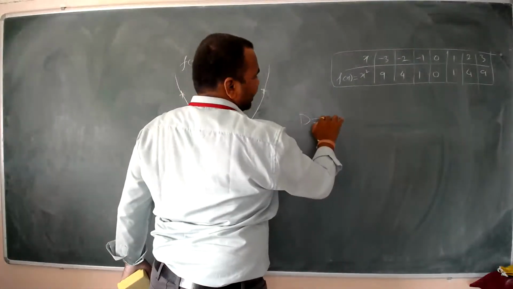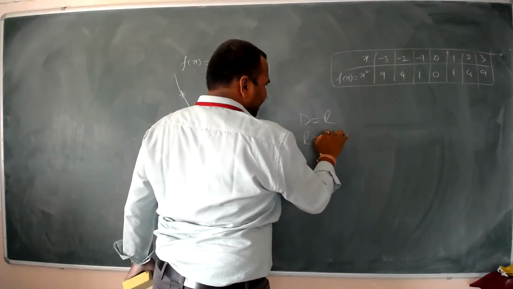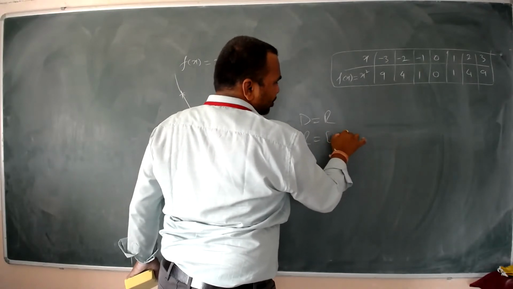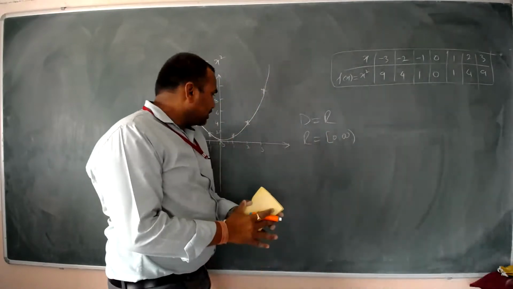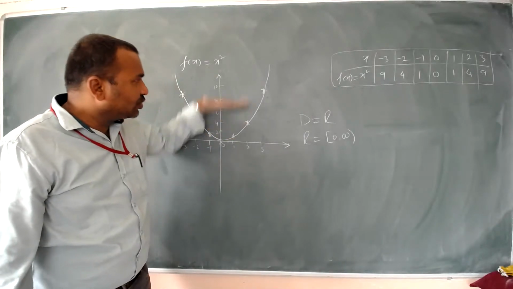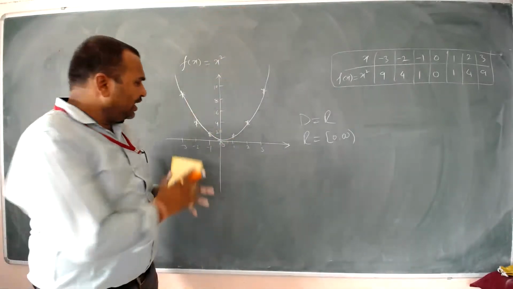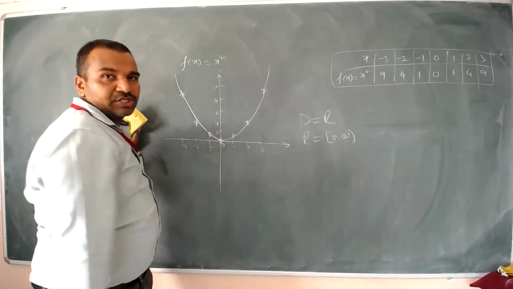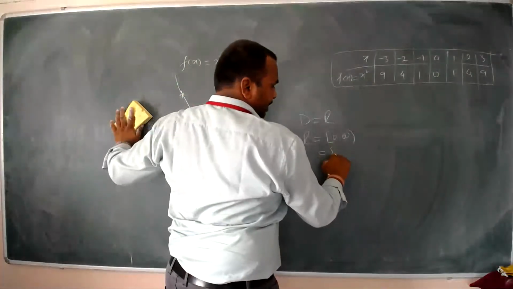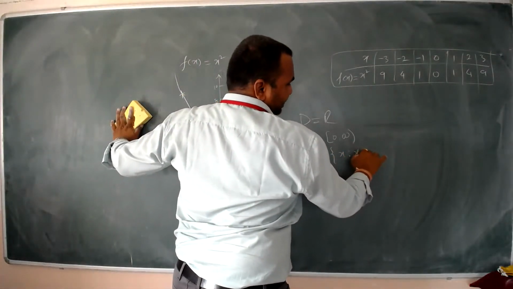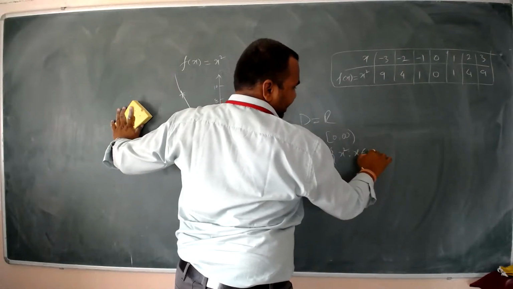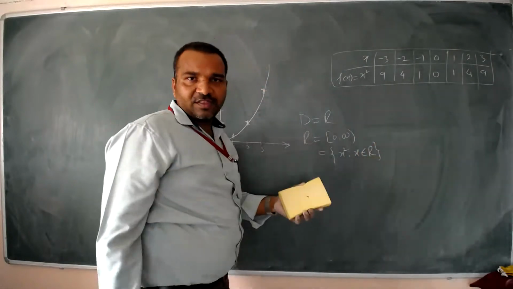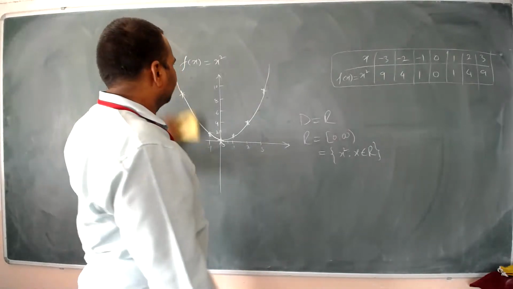Domain. It is R only. Range. The range we can write as 0 to infinity, because all the values we are getting are from 0 to infinity, including 0 also. Otherwise, we can write it like this: the set of x square such that x belongs to R. This is the range. Both have the same meaning.